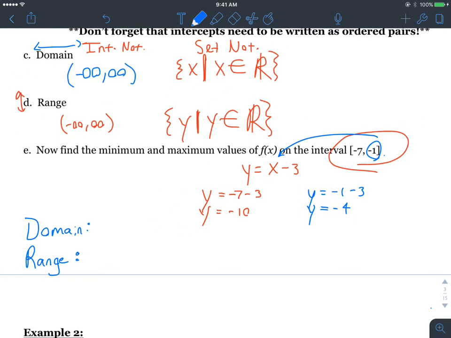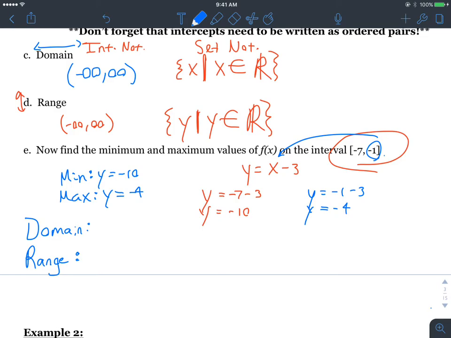Now as far as which one is the max and which one's the min, really all you got to look at is which one's higher and which one's lower. So since that first one right there was -10, and the other one was -4, we're going to say the -10 is our lowest value. So we're going to say the min value is y equals -10, and then the max value is going to be y equals -4. That's all you need to do there on that.